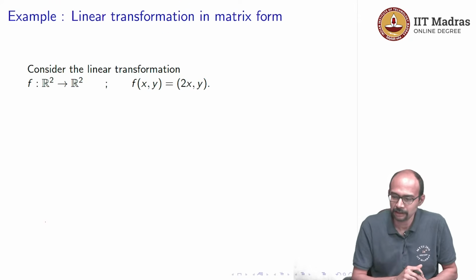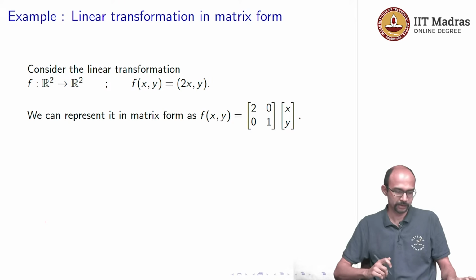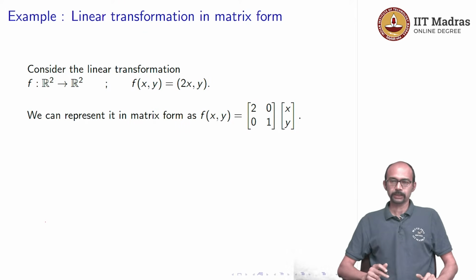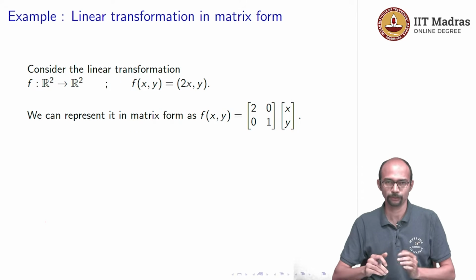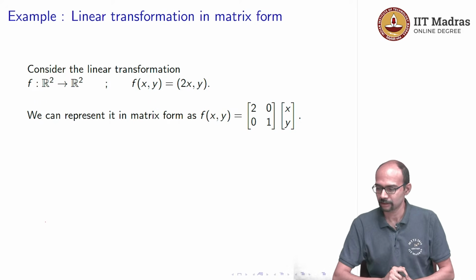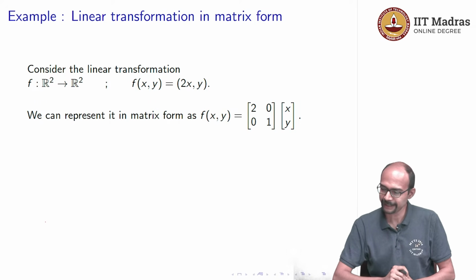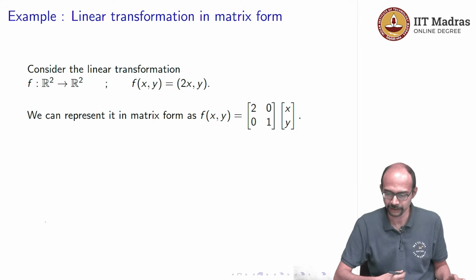Okay. Let us see how to get the matrix form for a linear transformation. So, first let us do this example. So, we have f of x y is 2x comma y, and it is clear that this is the same by writing 2 0 0 1 times x comma y, the column vector x y, right. So, you get 2x y, which we write as a row vector as 2x comma y.